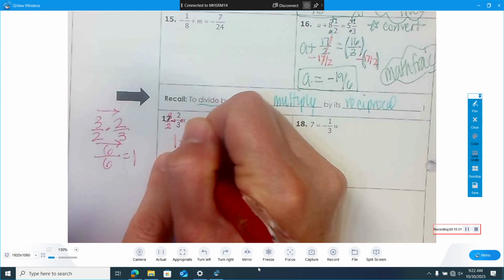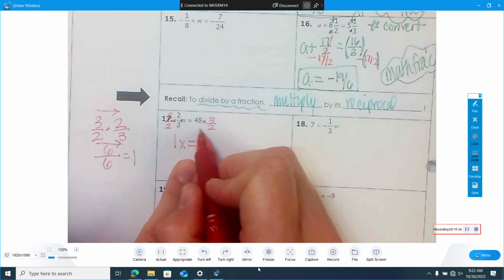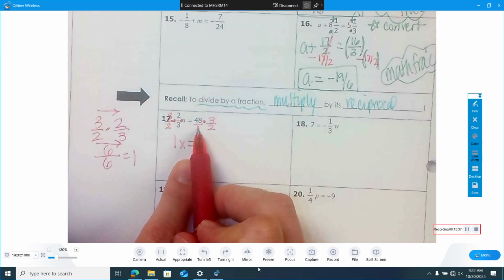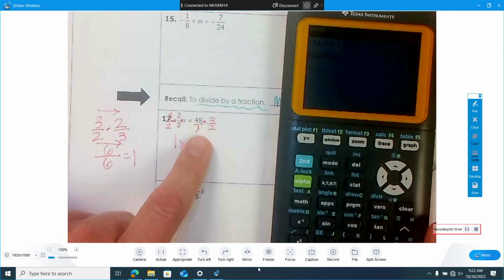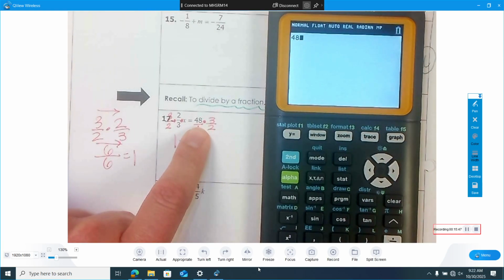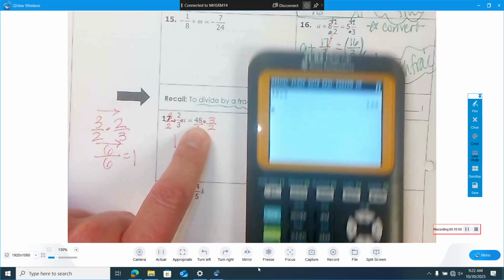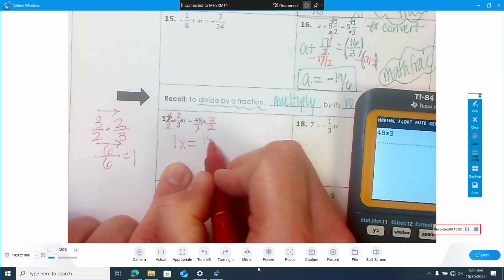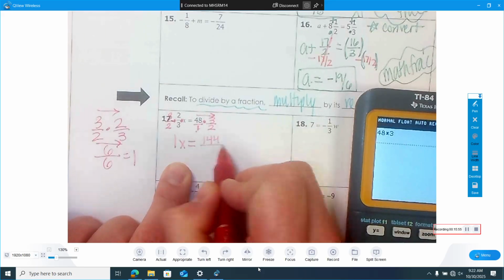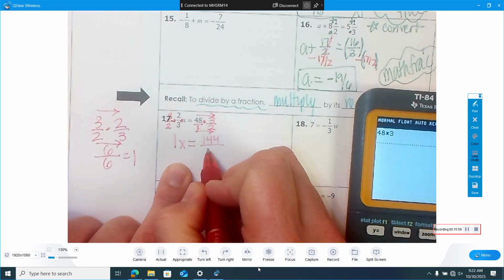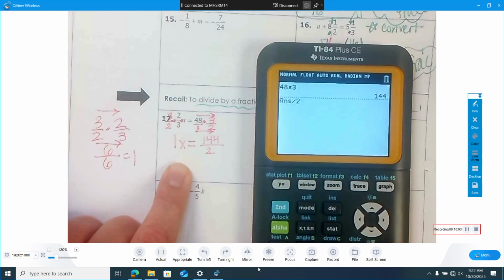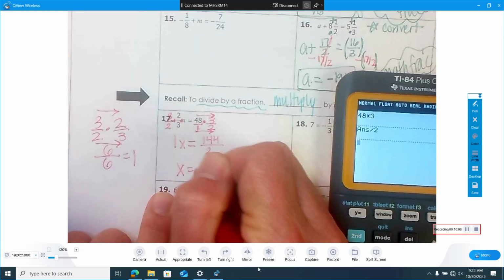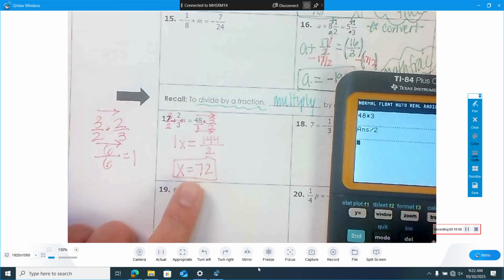So we get 1x is equal to, now here again, we have 48 over 1. Going to make that a fraction, 48 over 1. We're going to multiply straight across. 48 times 3 is 144. So that gives me 144 because I'm multiplying straight across. And over 2, 1 times 2 is 2. And so what's 144 divided by 2? 72. So we get x equals 72 for our answer.